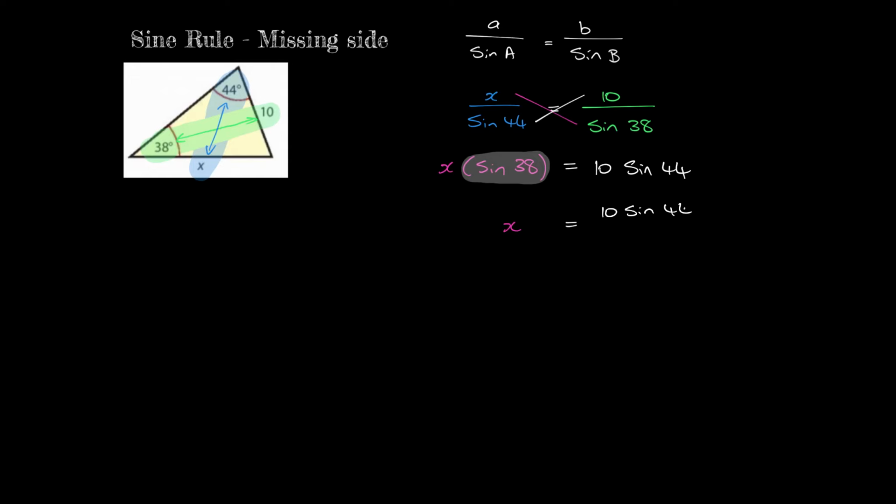So the sine 44, I divided this side by sine 38, so I have to divide this side by sine 38 as well. Everything here represents numbers. Sine 44 represents a number, sine 38 represents a number, and 10 obviously is a number. So I can type all that into the calculator and it'll give me my answer.